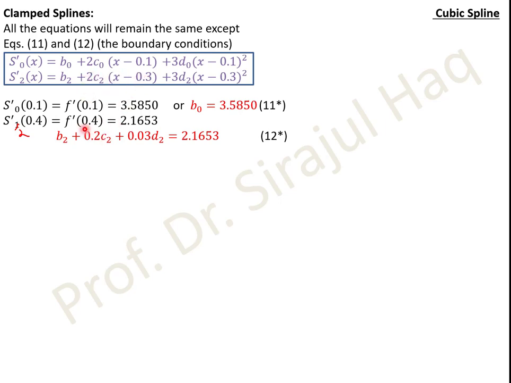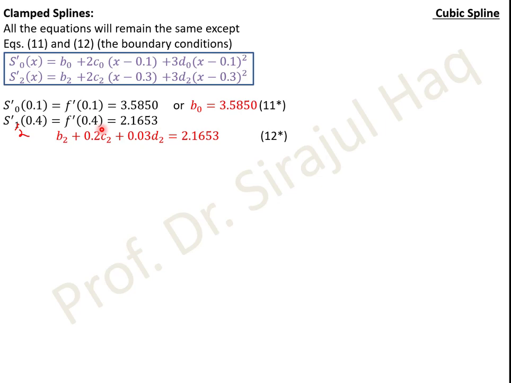0.1 multiplied by 2 is 0.2 into C2. And similarly, this will become 0.4 minus 0.3, which is 0.1, whole square. That is given by 0.01. And 0.01 multiplied by 3 is 0.03. D2 is equal to, this is the given value, f prime at 0.4.